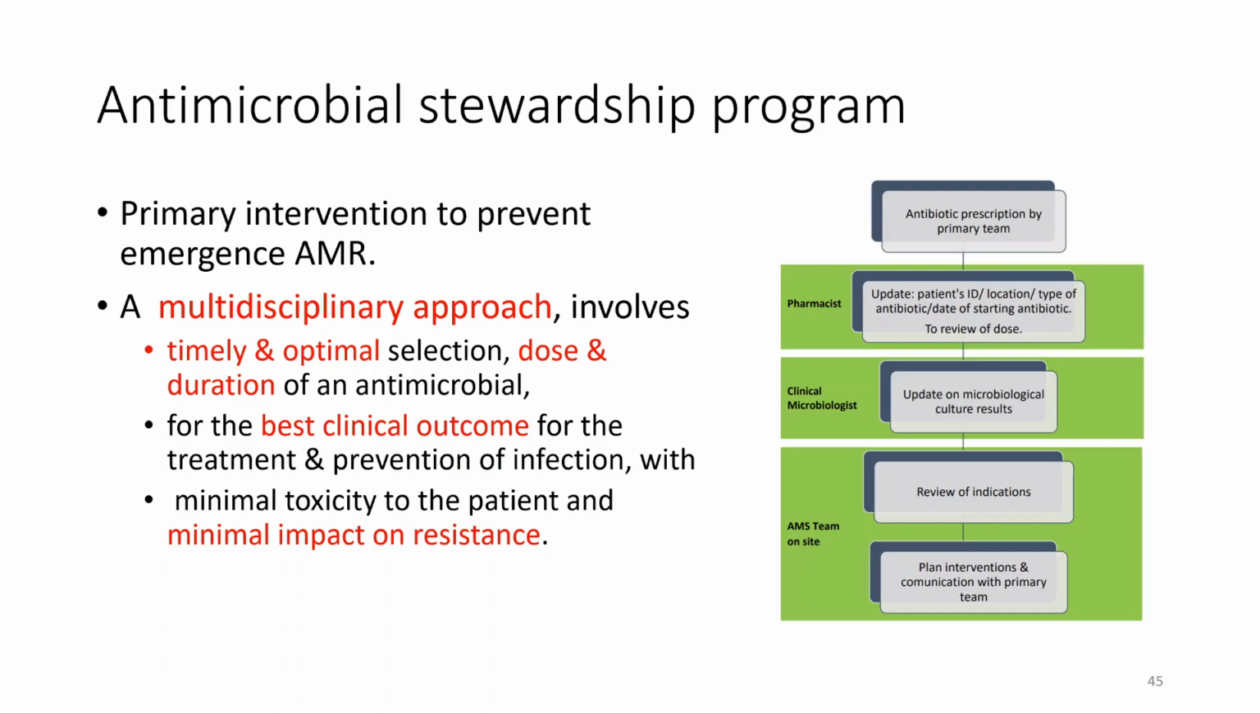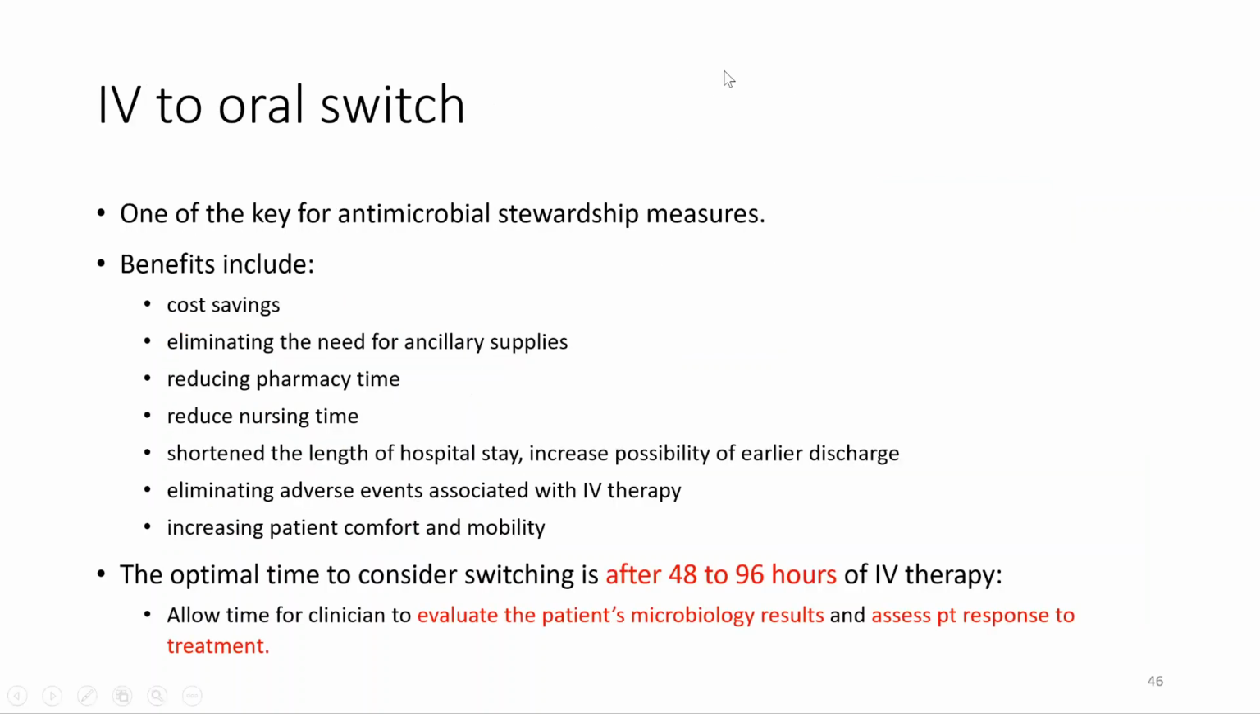Afterwards, the team will plan for intervention, and it will be communicated with the primary team. And we hope that the surgical team, for example, can cooperate with the AMS team in order to optimize antibiotic therapy for the patient. It is also for the greater good, to prevent AMR. Okay, antibiotic stewardship program. You can also have a champion in the unit to look into this matter, antibiotic stewardship.